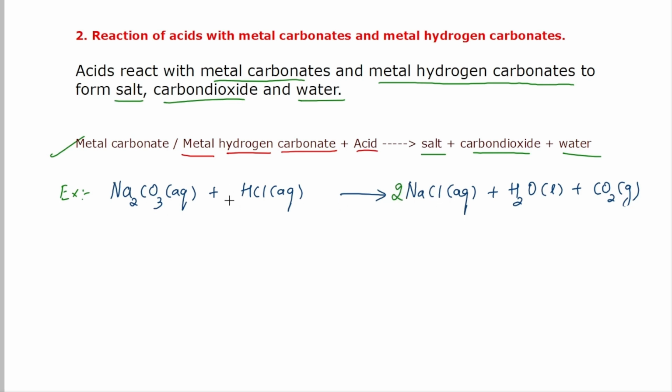Again, the chlorine atoms need to be balanced. I will write here 2. Now, the number of hydrogen atoms are also the same on both the sides. And what about oxygen atoms? They are also the same on both the sides. Now, this equation is balanced.